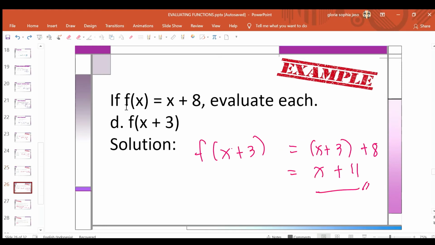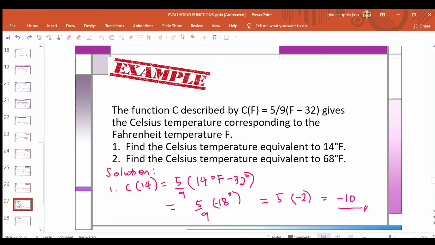Okay, next, we have the same function, f of x equals x plus 8. So, evaluate f of x plus 3. So, f of x plus 3, substitute lang natin kay x si x plus 3. Then, copy 8. Then, simplifying, 3 plus 8, and that is 11. So, the answer is x plus 11. Okay?